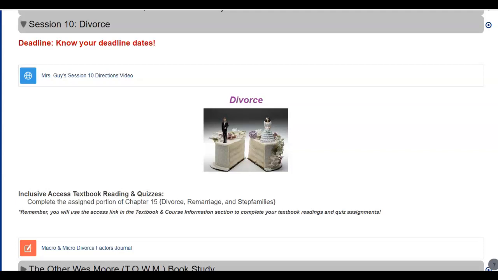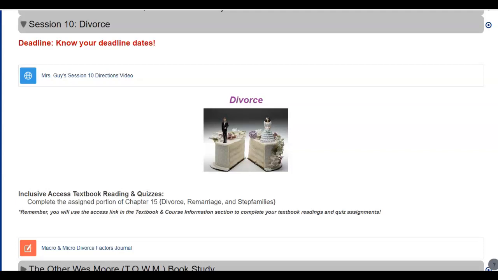Divorce is typically a topic or concept that touches everyone. Maybe you're not the product of a divorced set of parents, but you have somebody in your family or somebody that you know that may have experienced some of that. So this is typically a topic that people are used to dealing with.